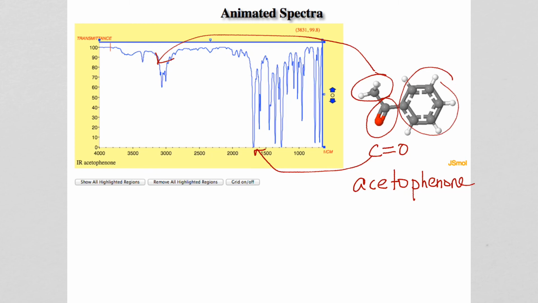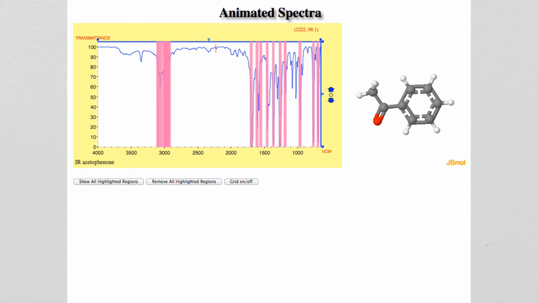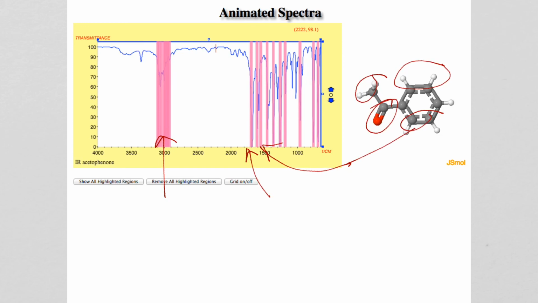You also see there's carbon-carbon double bonds in this molecule, and they're going to be in this region. And when you look at the spectrum, one of the things you can do is you can click on Show All Highlighted Regions, and it's going to look like this. And that means that you could click right there, and you're going to see some of these CH bonds start to stretch and move. And if you click right there, you're going to see this carbonyl start to stretch and move. And the same thing, if you click right there, you're going to start to see the double bonds in the aromatic ring stretch and move. So try it. It's really cool.